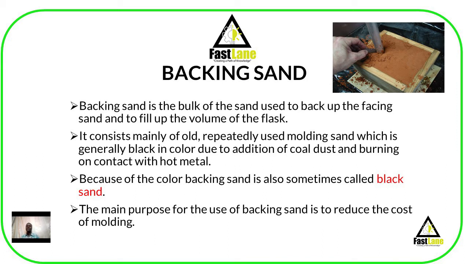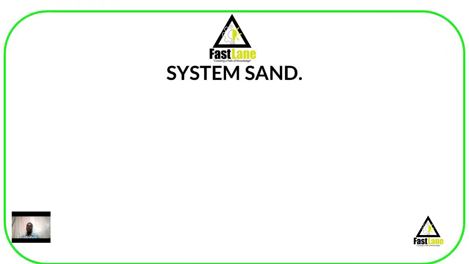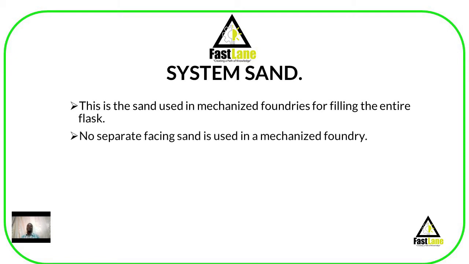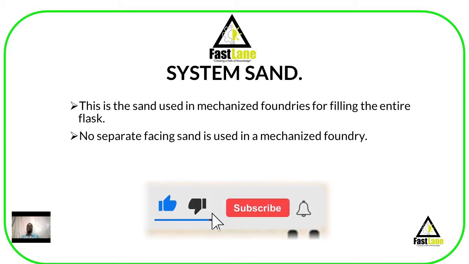Then we have another type of sand, though this one is not so common. That is the system sand. This is the sand used for mechanized foundries. By mechanized foundries, we mean those foundries that are automatic, they are automated. So this is where we use the system sand. It is used for filling the entire flask. We need to know that when it comes to the system sand, we don't incorporate what we call the facing sand. No facing sand is required when it comes to a mechanized foundry where we use the system sand.